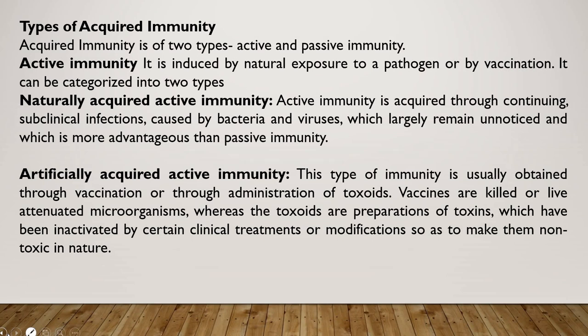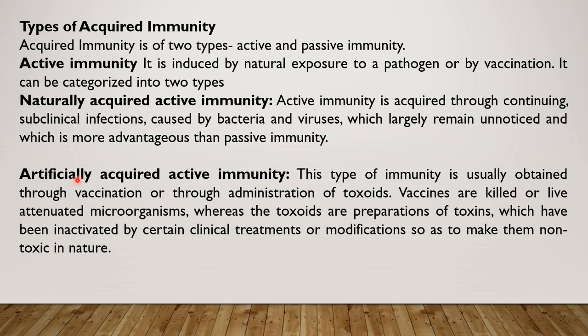Types of acquired immunity. Acquired immunity is of two types, active and passive immunity. First is active immunity. It is induced by natural exposure to a pathogen or by vaccination. It is categorized into two types. First is naturally acquired active immunity. Active immunity is acquired through continuous subclinical infections caused by bacteria and viruses, which largely remain unnoticed, and which is more advantageous than passive immunity.